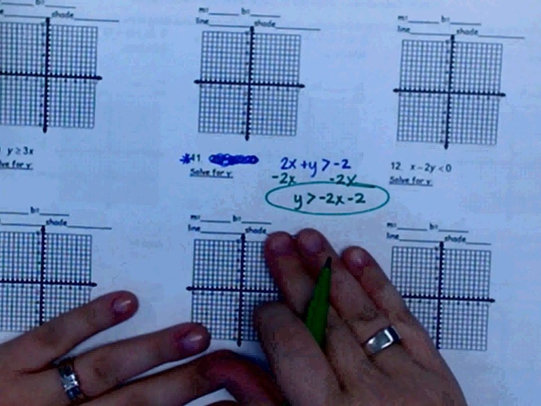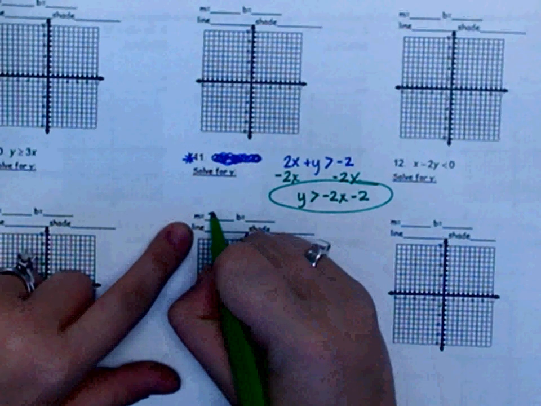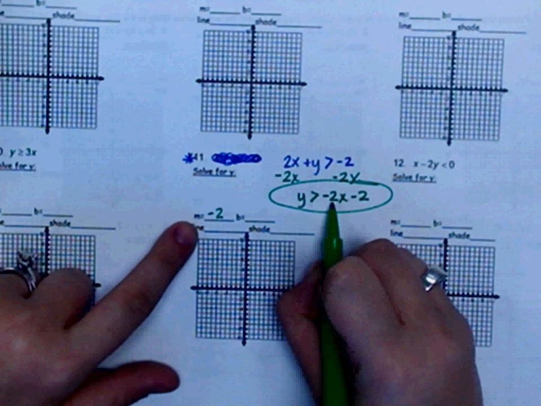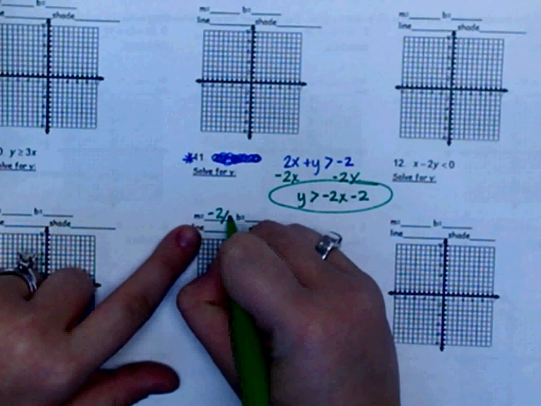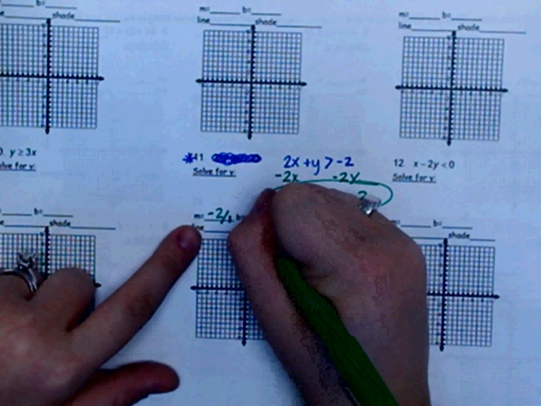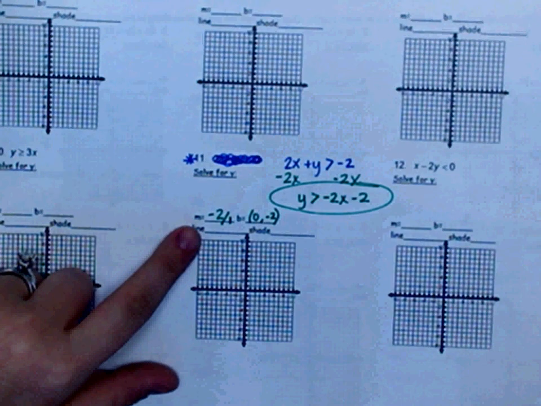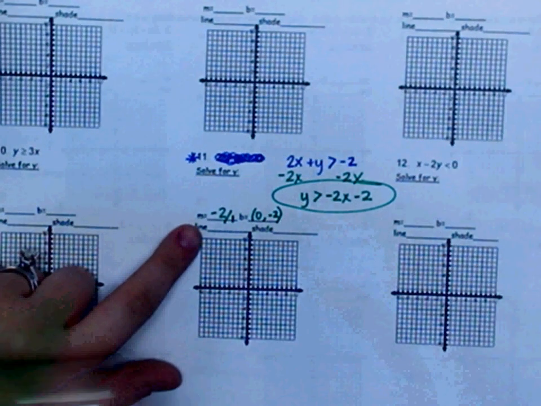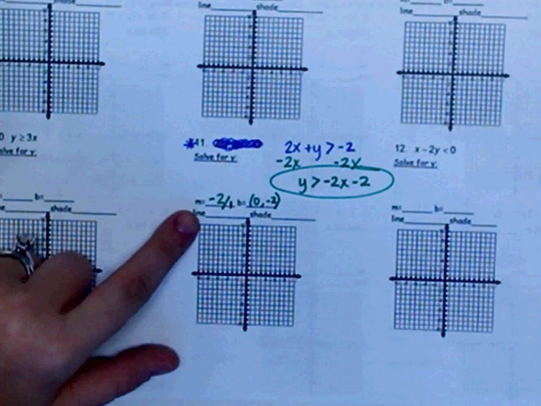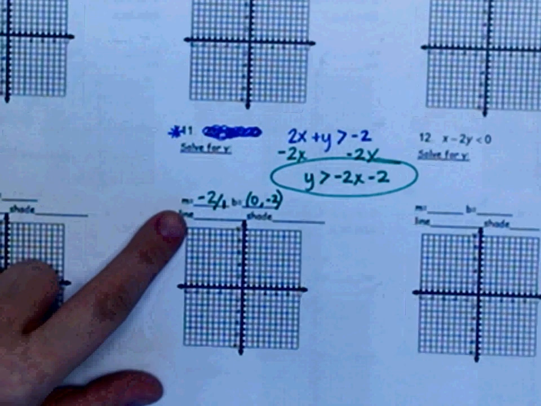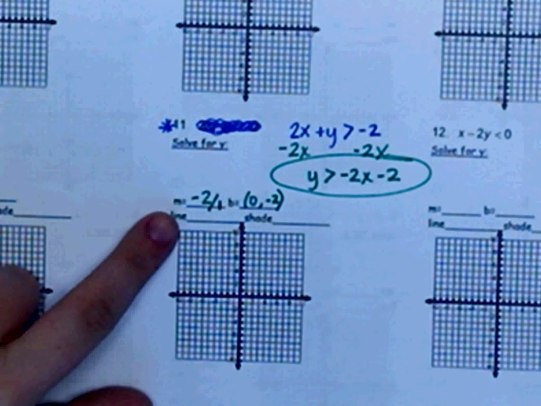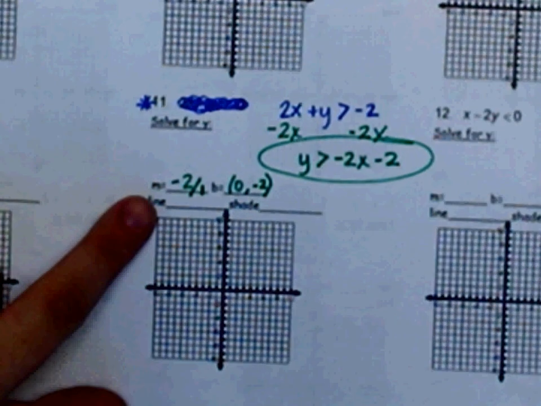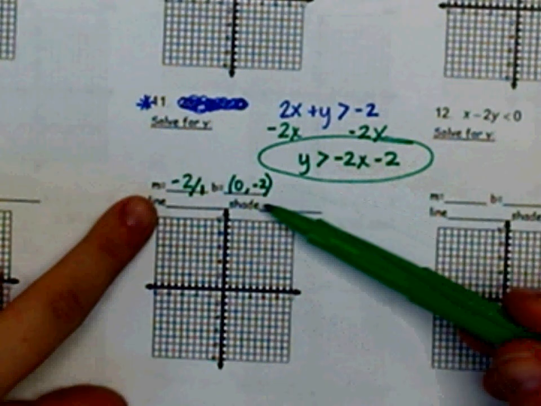Using this, I know my m is negative 2. Remember, my m is my slope. It's my coefficient. Negative 2 over 1. My b, which is my y-intercept, is 0, negative 2. All of that is stuff you have seen before. Let me zoom in real quick, guys. Sorry. All of this is stuff you have seen before. The only part that's kind of new, that has to do with the inequality, is how I'm shading it and the line that I'm drawing.